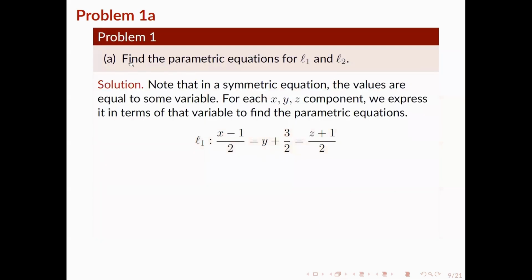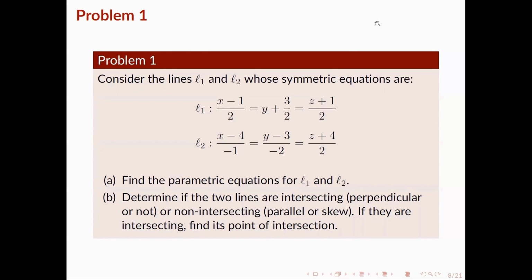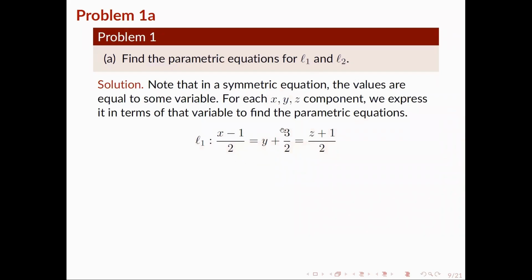Now, for the first task, for finding the parametric equations for L sub 1 and L sub 2, we note that in a symmetric equation, the values are equal to some variable. So for each x, y, z component, we express it in terms of that variable to find the parametric equations. So from earlier, we note that this equality is technically equal to the parameter t. So that is what we will do there. We're going to set each component to t.